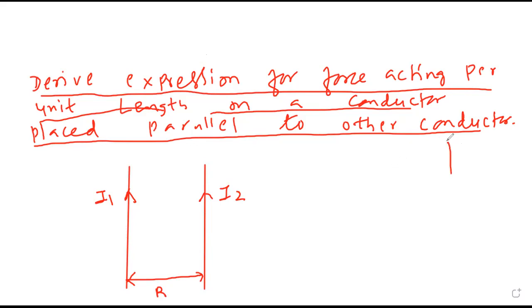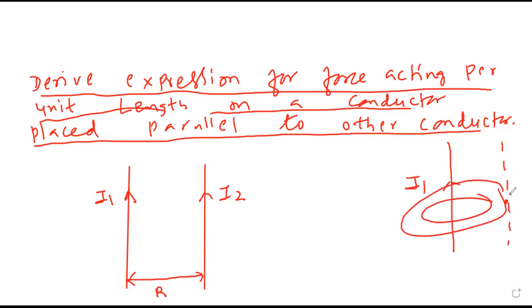Can you tell me the direction of the field on conductor I2 due to current I1 at any point? Inward or outward? I1 will create a field like this. So on I2, the field will be inward or outward? Yes, right hand thumb rule. Inward, perfectly right.